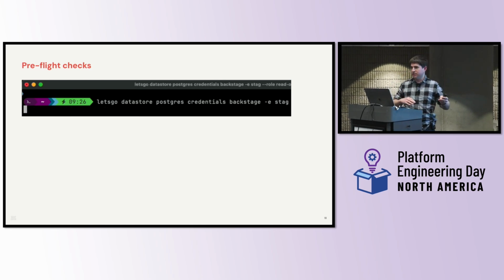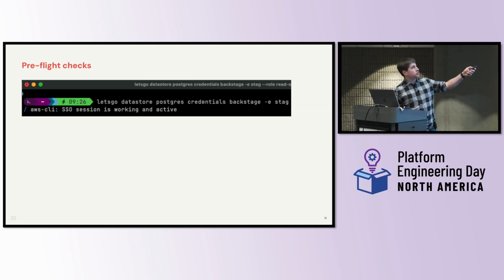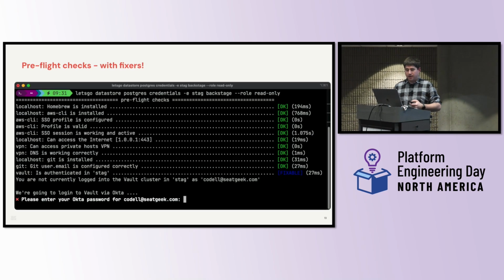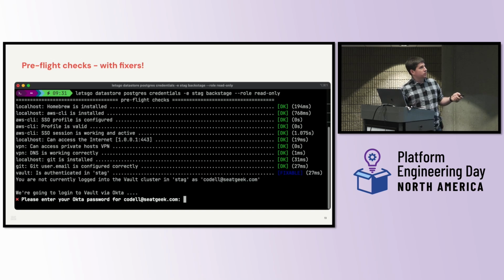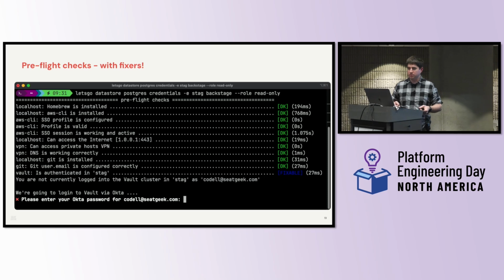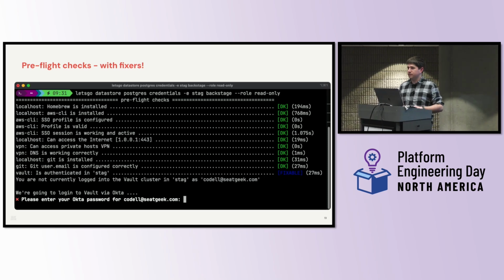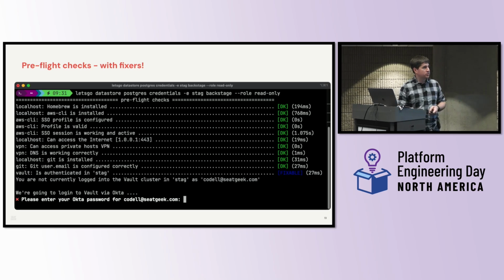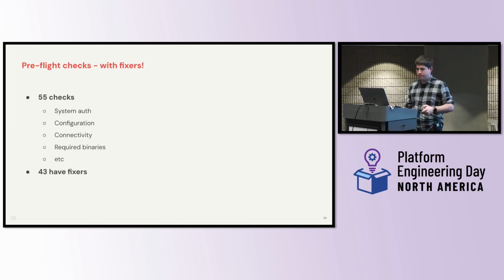If all of that stuff is good, it's a quick flash on the screen and it disappears. If anything is wrong, it'll actually show you, here are all the things we checked, and this one, being authenticated in the staging environment, that one was not passing, but it's fixable. So not only does Letsgo detect problems with your local machine, your local configuration, it'll also prompt you, or in some cases even automatically fix issues that it detects. In this case, I just need to enter in my Okta password, and it will continue onwards.